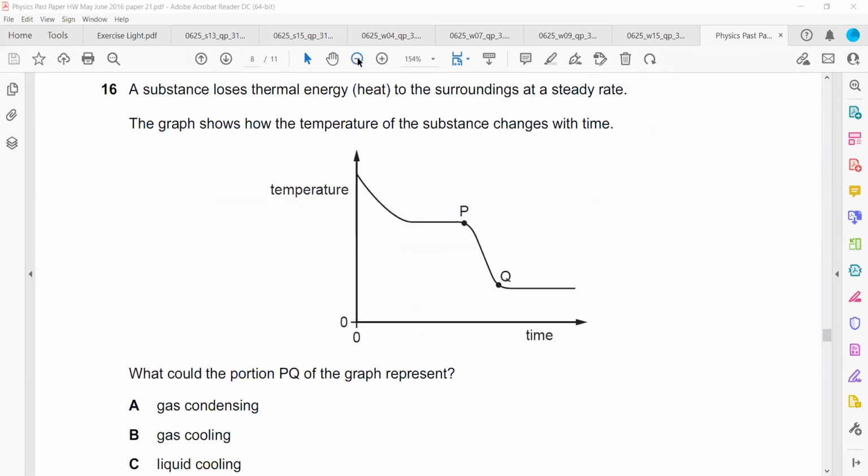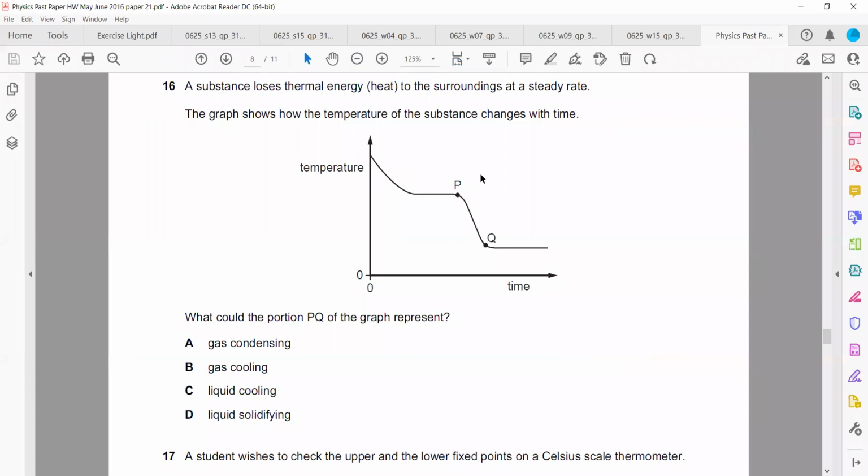In question 15, the substance loses thermal energy to the surroundings at a steady rate. Remember, whenever the temperature is not changing, it means that at that moment the state is changing. So in this region, there is a change in state. In this region, there is also a change in state. If we try to label the positions, first it's a cooling curve. First we have a gas. Then at this point, the gas is turning into liquid, like it's condensing. Then we have liquid, and after Q the liquid is freezing. The question is, what could the portions P and Q represent?